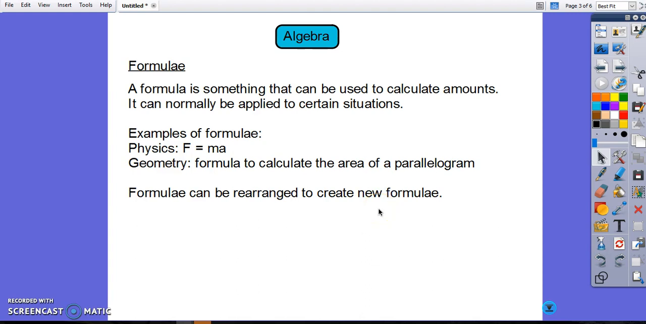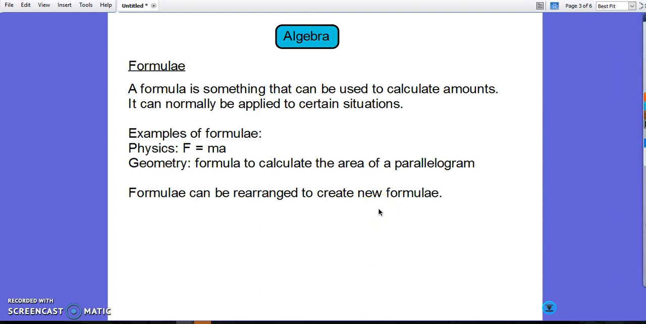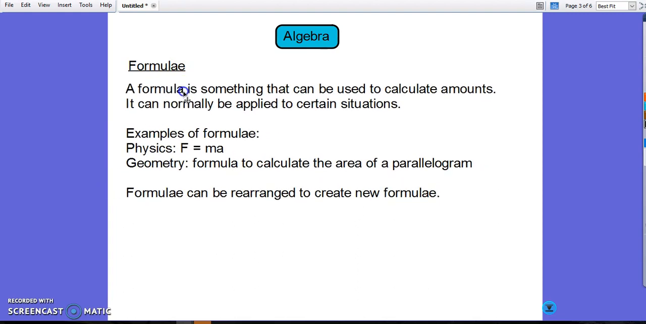So the next thing I want to talk about is the world of formulae. Formulae is the plural. You have two formulae if you have one formula, and a formula is something that can be used to calculate amounts, and it can normally be applied to certain situations. And we have some examples here of formulae. You might encounter lots of formulae in physics. In fact, I expect you do. Here's an example of one. Force equals mass times acceleration.